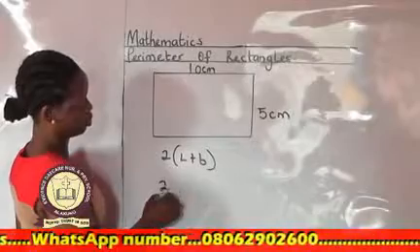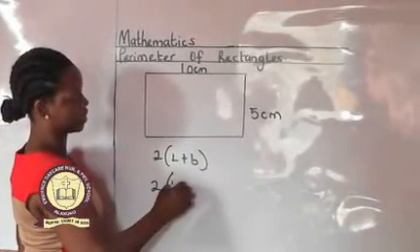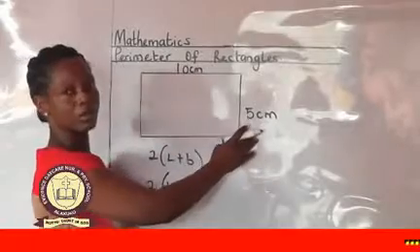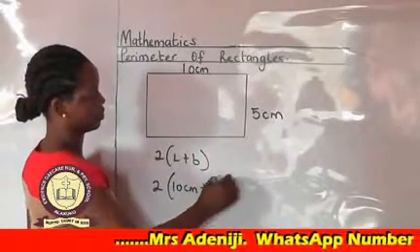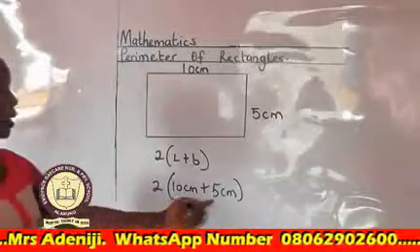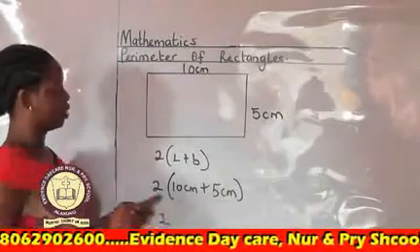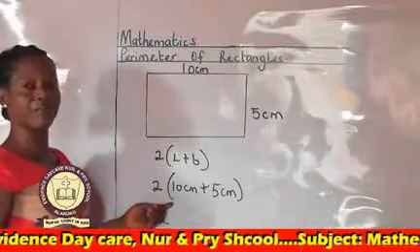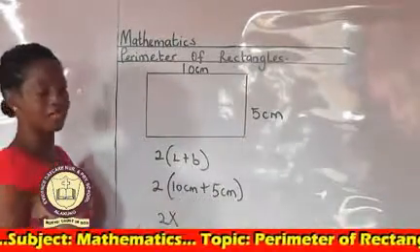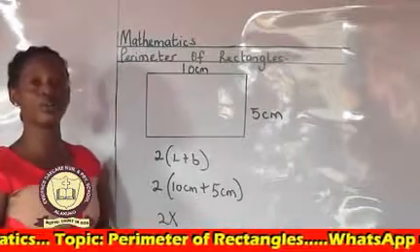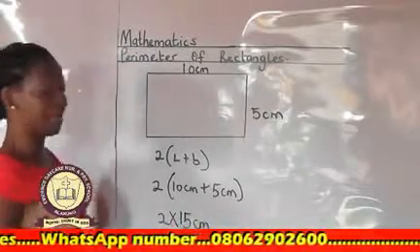Let's do that. We have 2 into bracket 10 centimeter plus the breadth, 5 centimeter. Now we add it together. Here we have 2. This bracket, like I always tell you, represents multiplication. Then this plus this is what? 10 plus 5 will give you 15. That's 15 centimeter. Now let's multiply it.